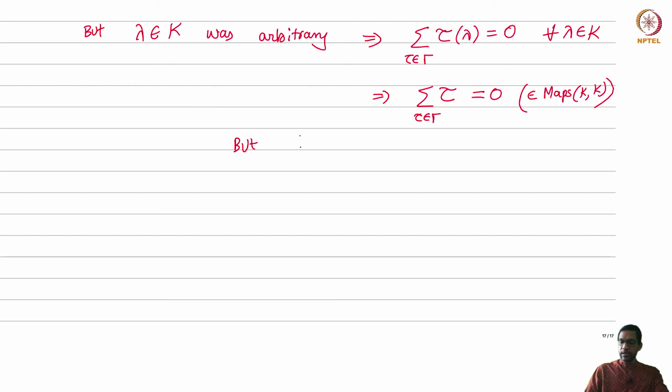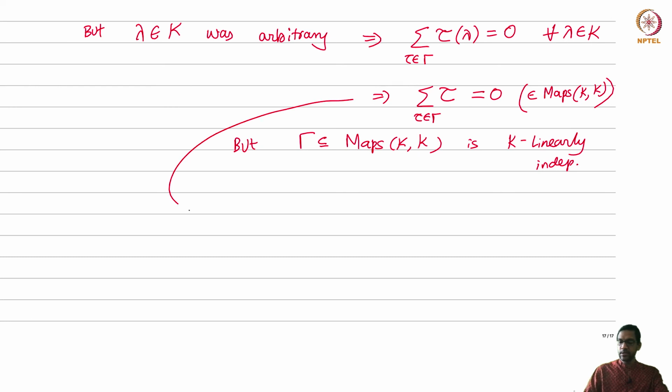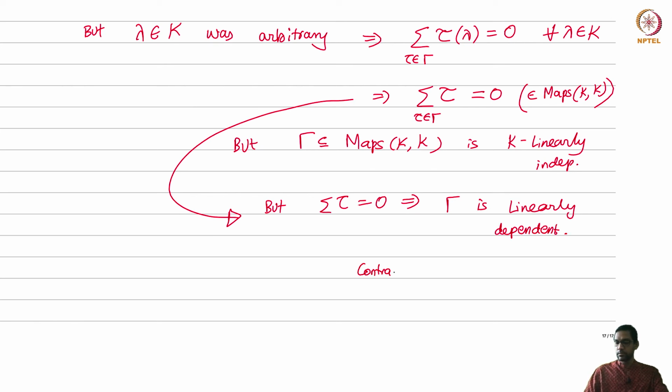Okay, but recall that gamma is in fact K linearly independent. Okay, but then this thing here contradicts that. This is a contradiction. The summation of tau being 0 means they are linearly dependent. Means gamma is linearly dependent, right? This is a linear dependence relation among the elements of gamma, and that's your contradiction. Okay, so this proves the second half of Artin's theorem.